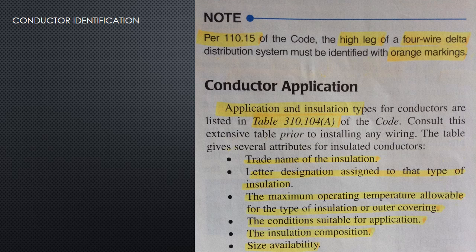Ungrounded or hot conductors may have insulation of any color other than green, white, gray, or green with yellow stripes. Note, per 110.15 of the code, the high leg of a 4-wire delta distribution system must be identified with orange markings.